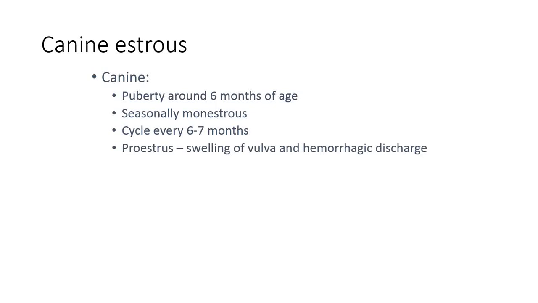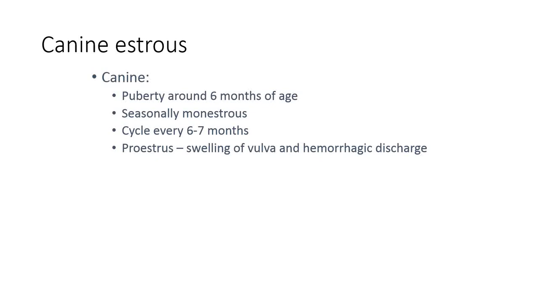The initial phase of estrus in the canine is called proestrus. This is when the vulva swells. They'll have a hemorrhagic discharge. You may or may not see this. Some dogs have a pretty heavy discharge that they'll spot around the house when they sit, and sometimes they actually leak blood.